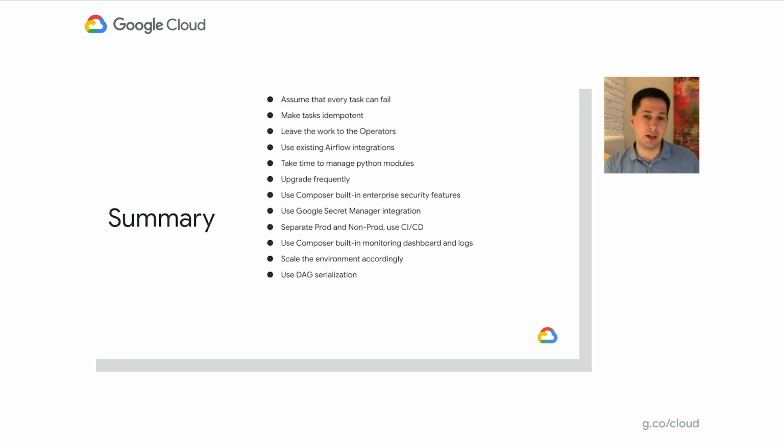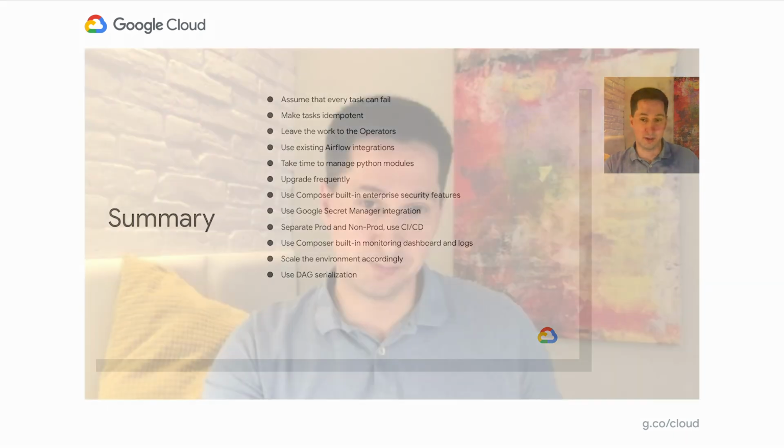Scale your environment accordingly, remembering that these are three different elements that you can scale independently: the compute layer, the database layer, and the web server. And then use the DAG serialization to reduce the load of the web server and increase the stability of the web server as a component of the overall platform.